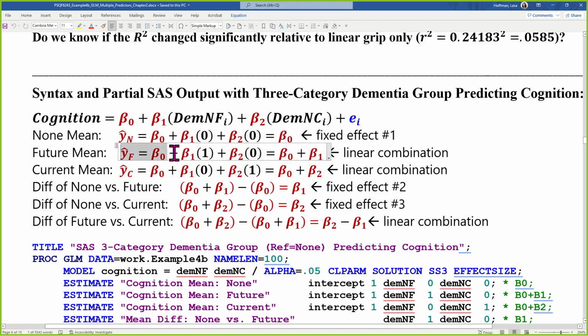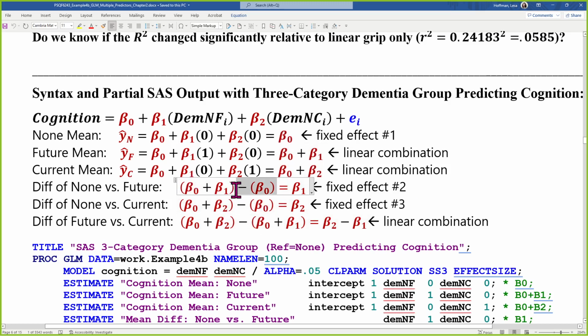For the other two groups, if I want to know what their means are, these are linear combinations. So I add the slope for the predictor that controls 1 for that group. So beta 0 is the mean for none. Beta 1 tells me how future differs from none. I add them together to get to what it is for future. Likewise, I add beta 0 and beta 2 to get to what it is for current. So given these ingredients as to how the model tells me what the conditional mean is supposed to be for each of these groups here, then I can use that information to work backwards and figure out what the differences are. So none versus future.